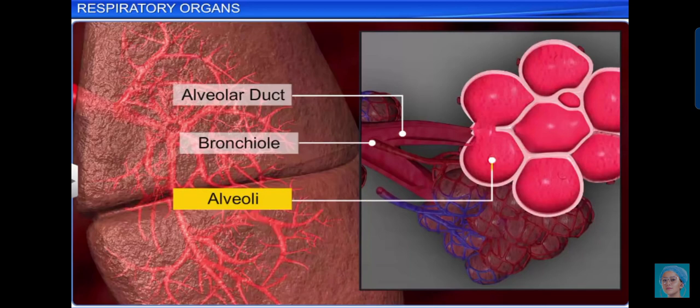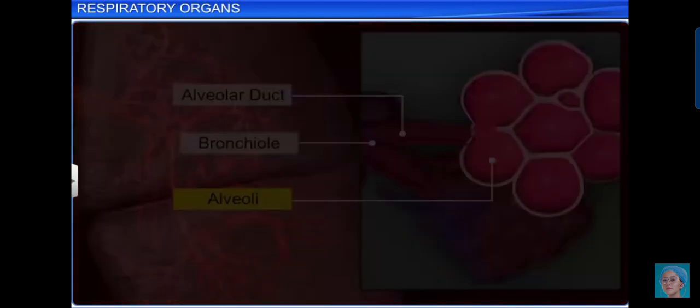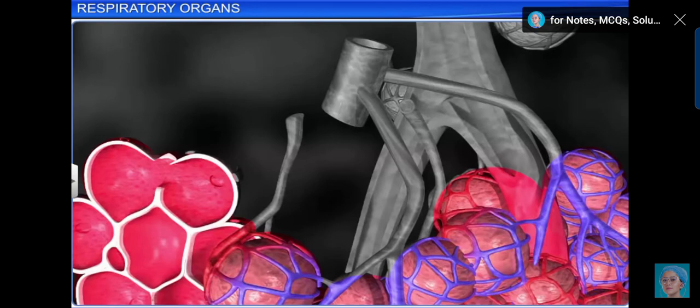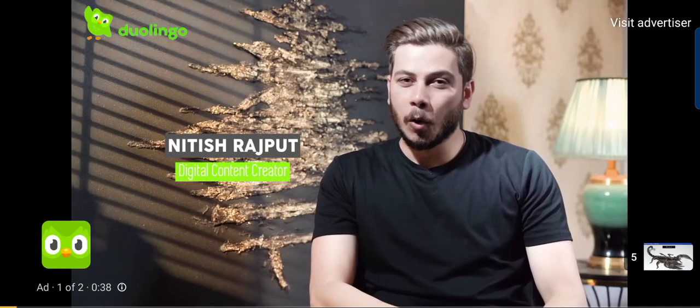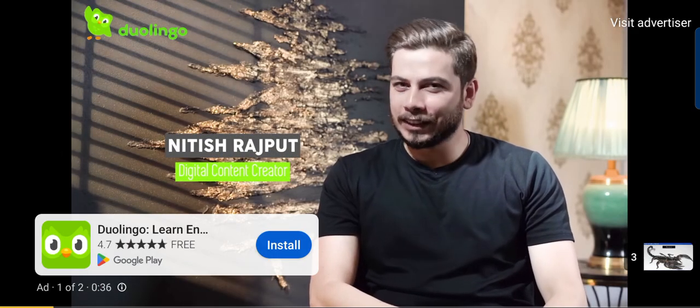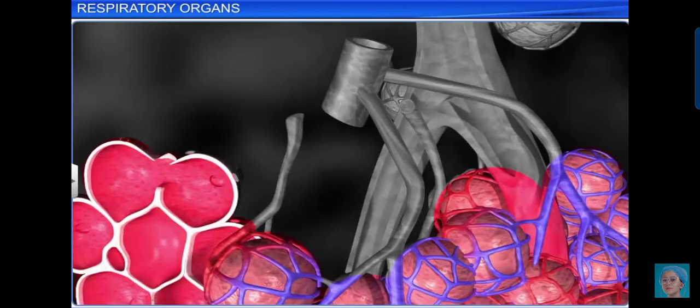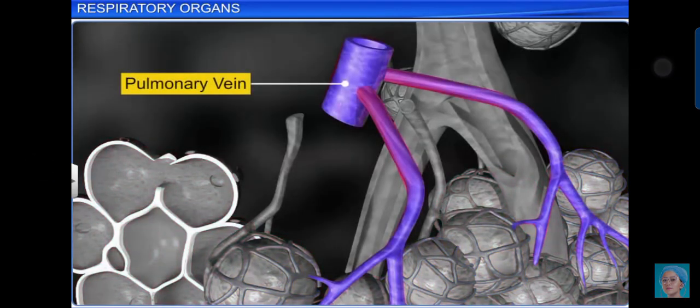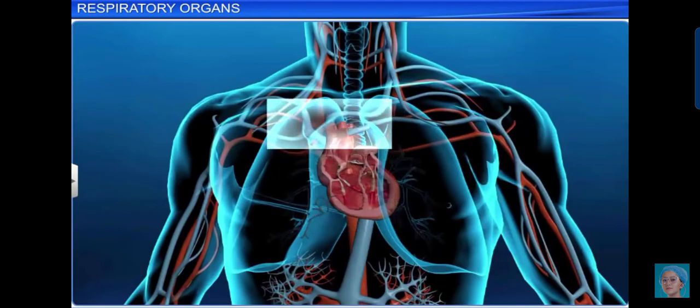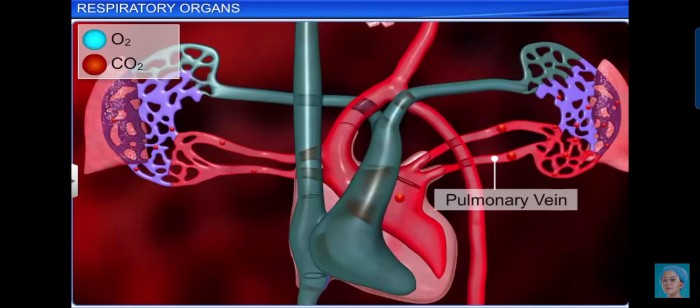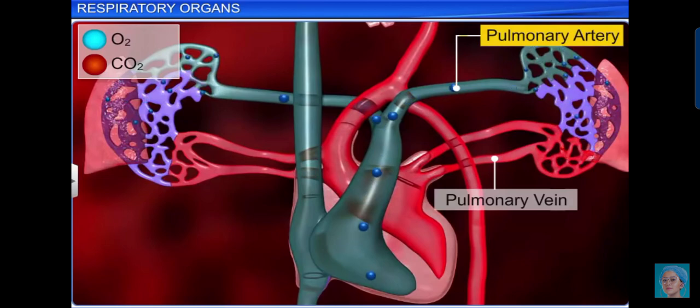An average adult's lungs contain about 600 million alveoli. Each alveolus is covered by capillaries, which combine to form the pulmonary vein. The pulmonary vein carries purified blood to the heart, and from the heart, the pulmonary artery carries impure blood to the lungs.